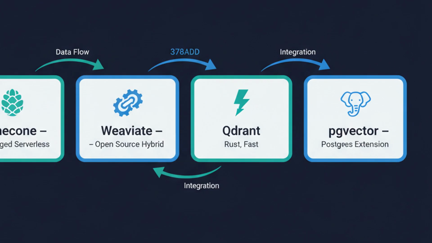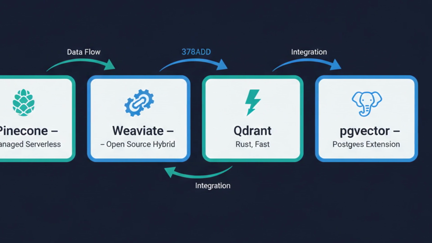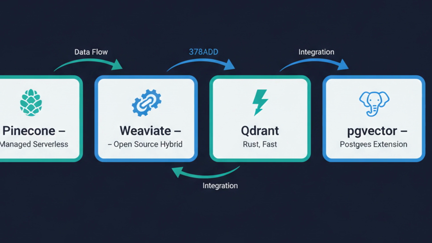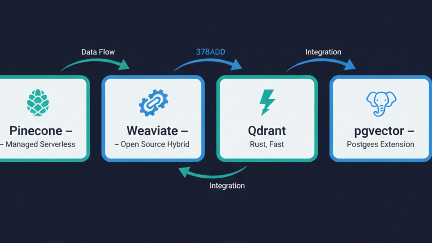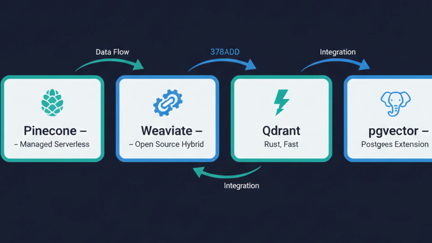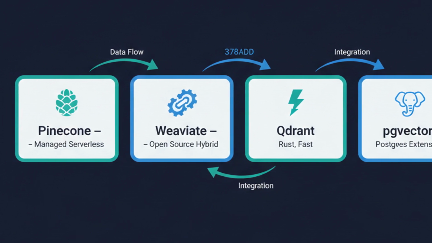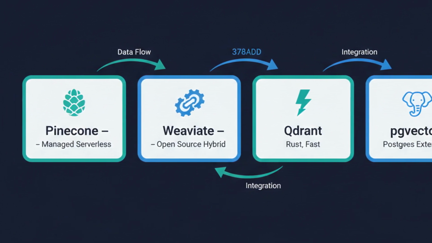Here are our 4 fighters. Pinecone is fully managed and serverless. You never touch infrastructure. Weaviate is open source with strong hybrid search and a managed cloud option. Qdrant is the Rust-powered speed daemon, open source and increasingly popular. And pgvector is not even a standalone database. It is a Postgres extension that turns your existing SQL database into a vector store. Each one fits a different team and budget.